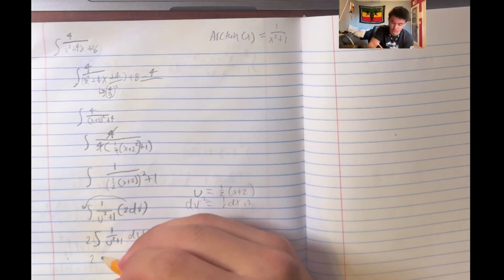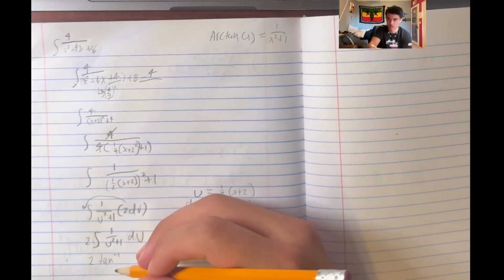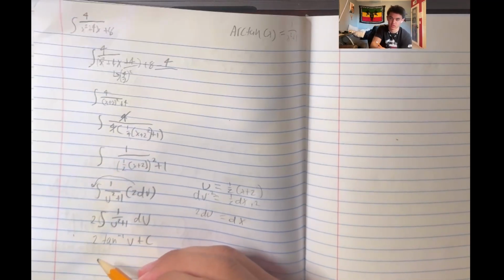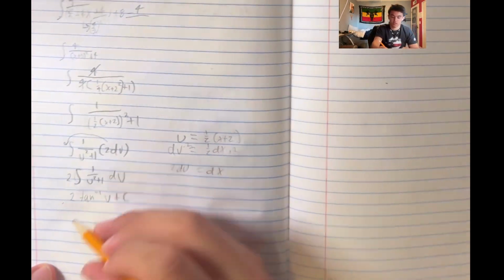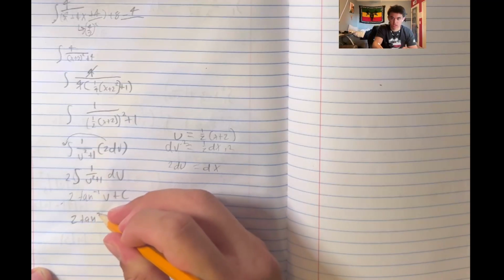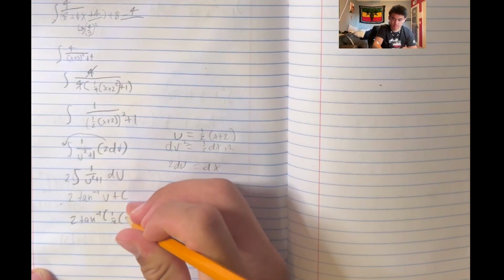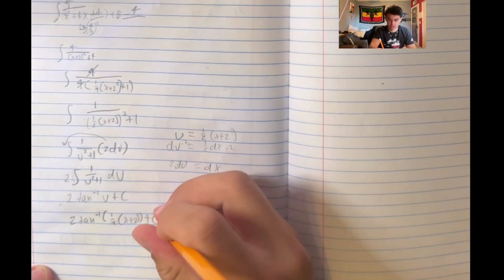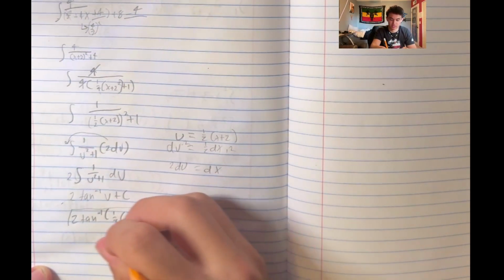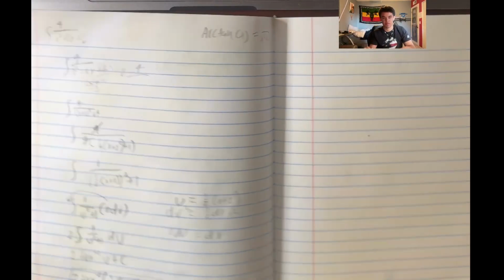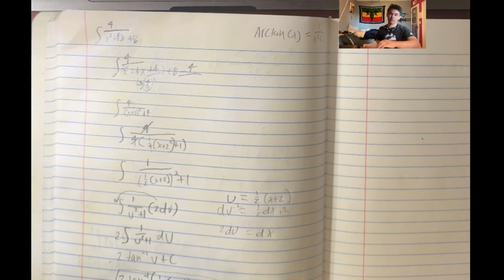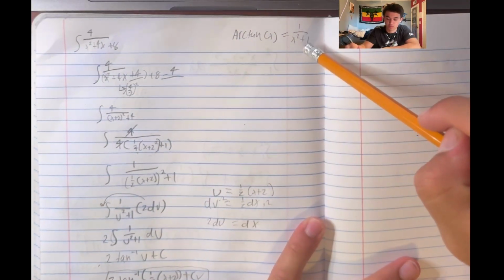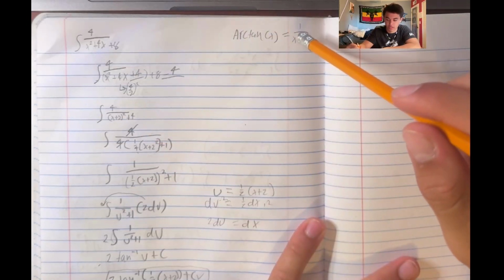So that turns into 2 times arctangent of u plus c, which, at the end, becomes 2 tan inverse of 1/2 times x plus 2, plus c. And that is our answer. I don't know if I explained that the best, but let me go through the steps one more time. First, we completed the square to get it closer to this form of 1 over x squared plus 1.